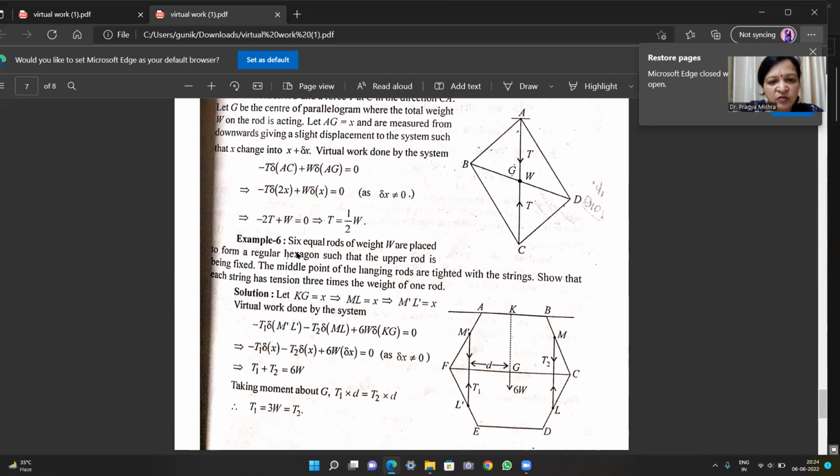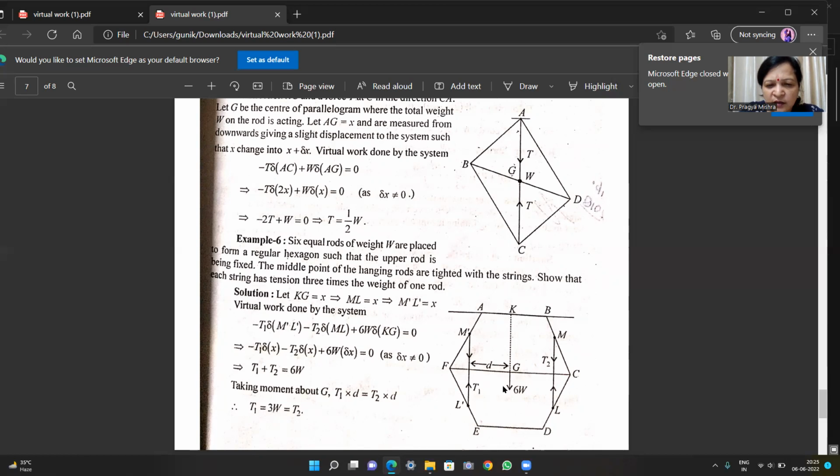Let's see one more example. Example number 6: six equal rods of weight W are placed to form a regular hexagon such that the upper rod is fixed. This upper rod is fixed, so we will measure all distances from the fixed part. And the middle points of the hanging rods are tied with strings, so that each string has tension 3 times the weight of one rod. So there are six equal rods, and the midpoints of two rods are tied with strings.